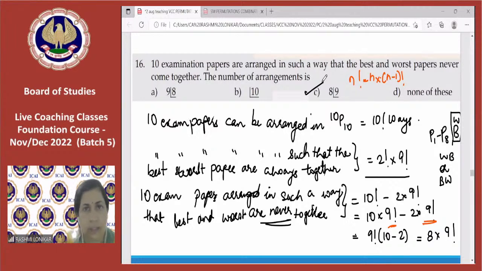10 exam papers can be arranged unconditionally in 10 factorial ways. I put the condition that the best and worst papers are always together. Why did I do that? Because the question is asking me when they are not together. So from this whole, I am subtracting the arrangements in which both these papers are always together. So once I eliminate that, what will remain is the number of ways in which the condition is satisfied, that the best and worst papers are not together.